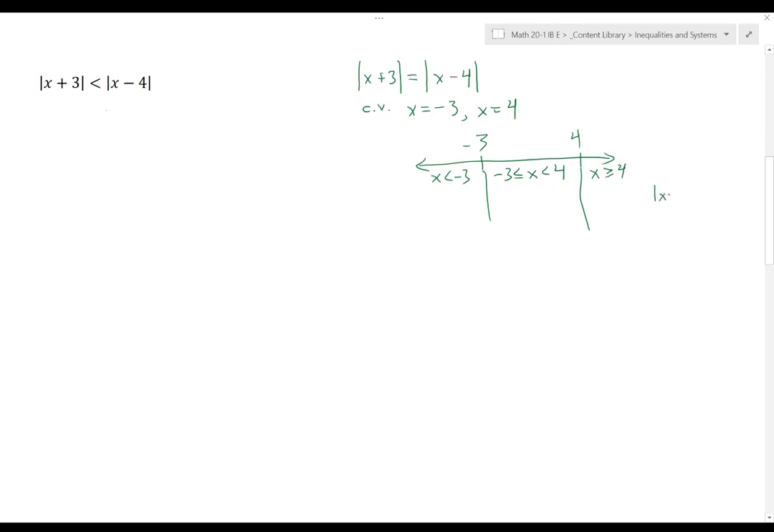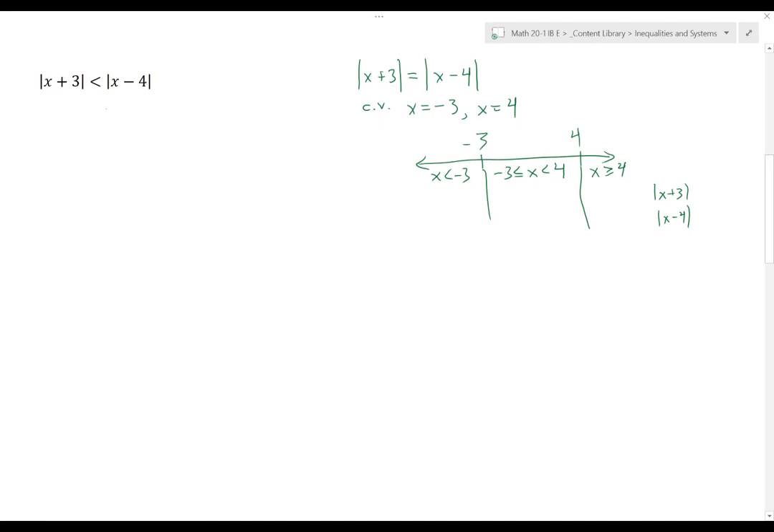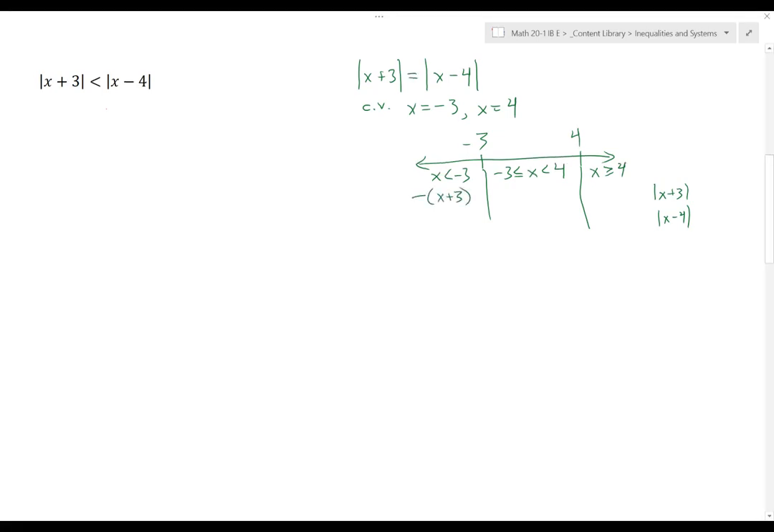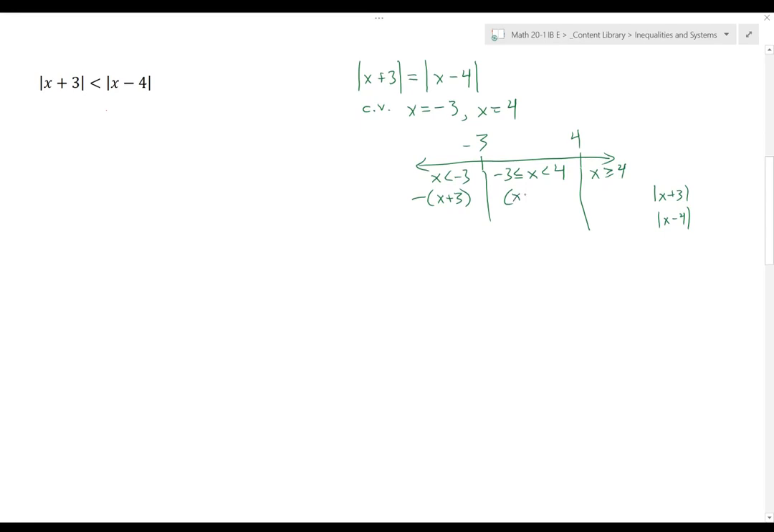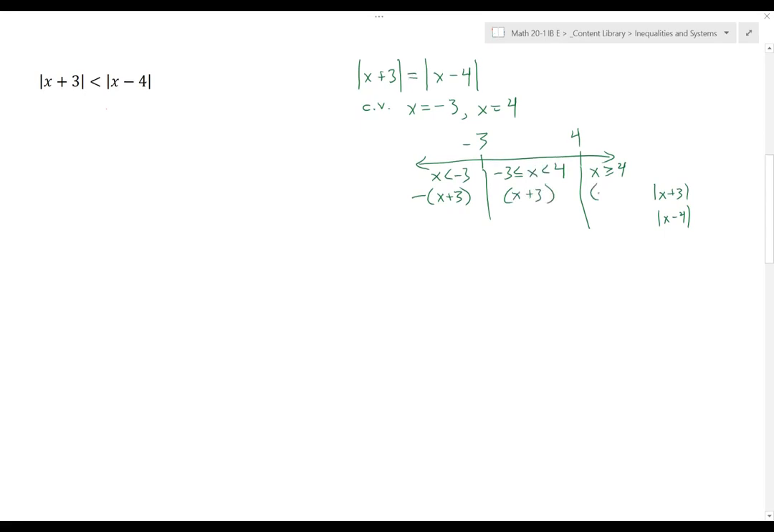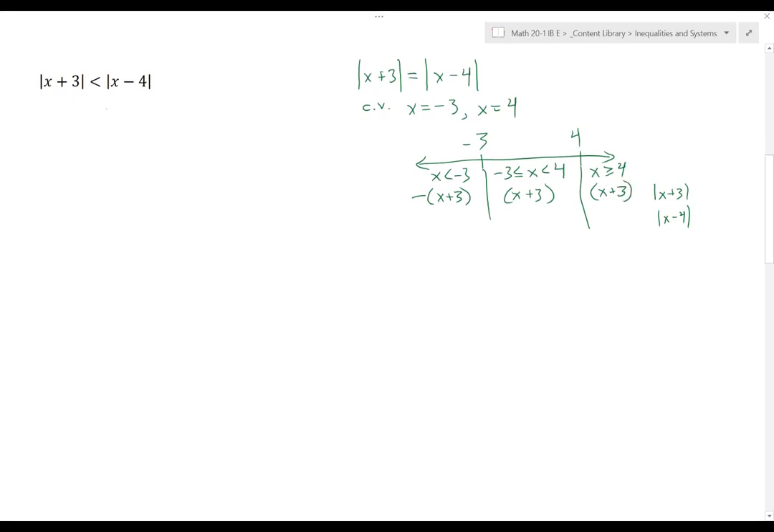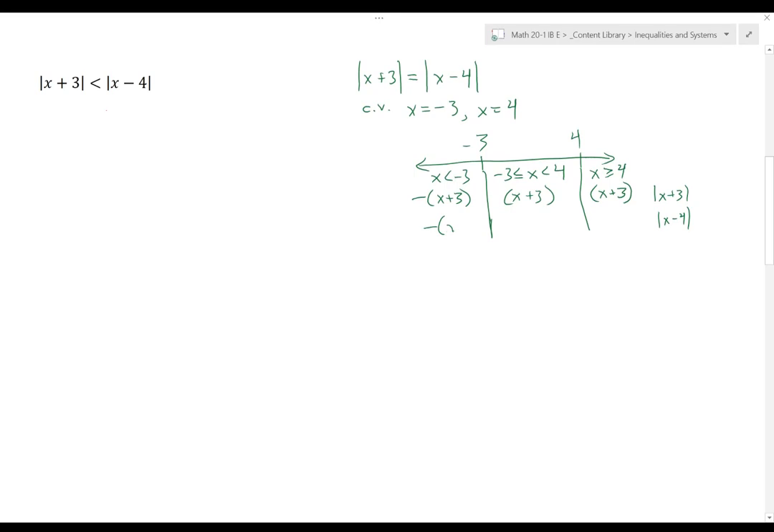So I look at what happens with each of these absolute value expressions in each of those intervals. x plus 3 is negative if x is less than -3. So for the first interval, the absolute value of x plus 3 is the opposite of x plus 3. And for the other two intervals, it just is x plus 3. x minus 4 is negative if x is less than 4. So for the first two intervals, I'm going to have the opposite of x minus 4. And then for the third interval, I've got just x minus 4.